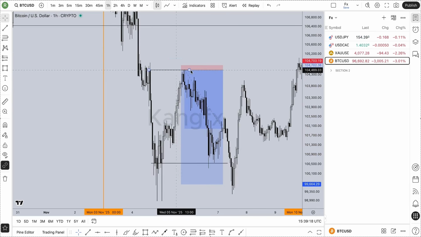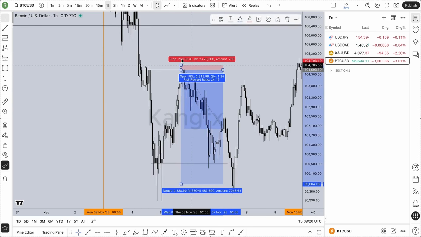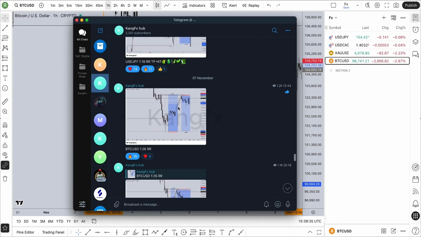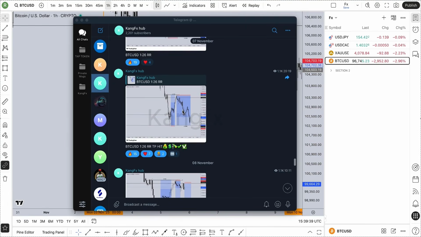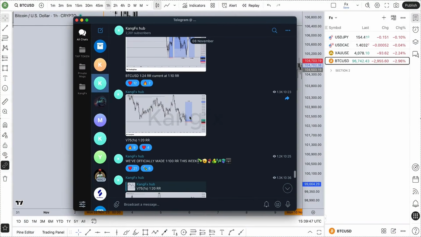So this was the 1 hour resistance which I use using the 200 pip stop loss on BTC USD. See how the market came straight to our TP. We made 1:26, very easy. And this is the trade here on my Telegram channel. This was when the trade hit TP here. The next one was this one here.